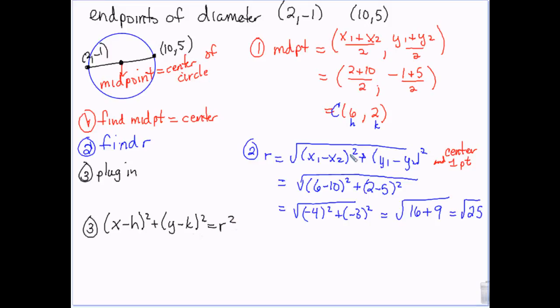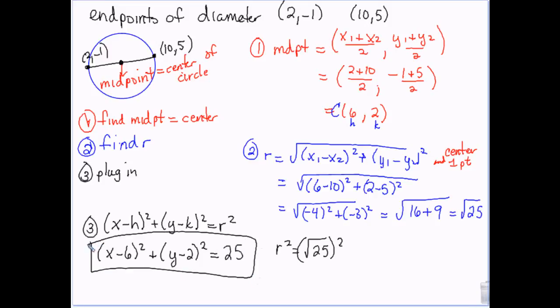Okay, so I know my center. So I have x minus 6, y minus 2, and the radius squared is the square root of 25 squared. So that's just 25. And so there's my circle. Okay, and that's the most you'll ever have to do on these.